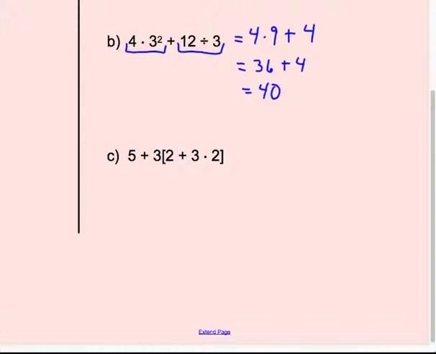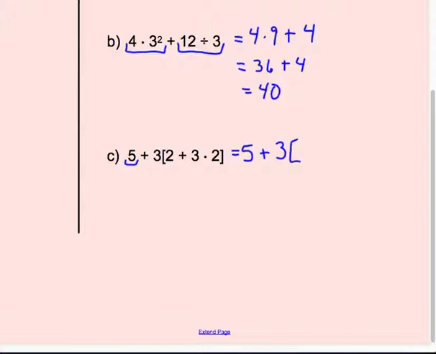All right, my last one, I do see grouping symbols. They are not parentheses, but I've got some brackets grouping it. And I've got a plus sign, but my first term here is already simplified, so I can't simplify my 2 terms simultaneously. So I'm going to go ahead and simplify within my brackets first.